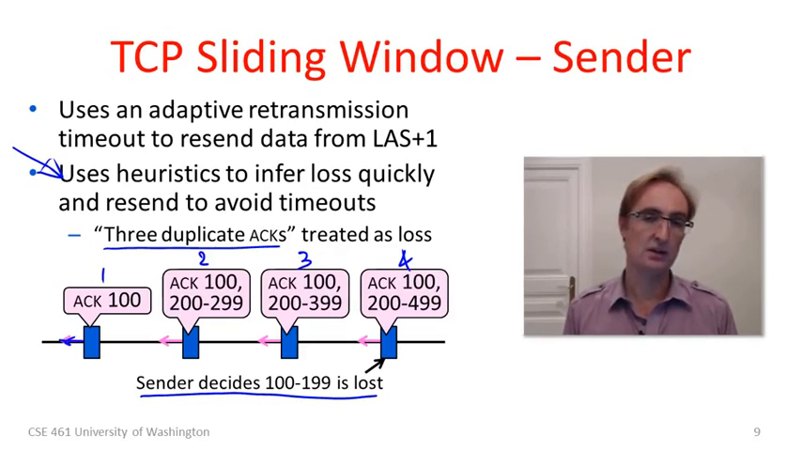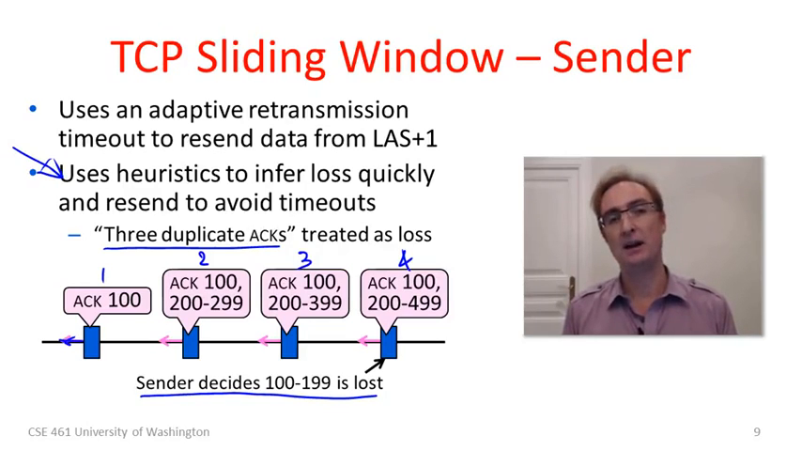The sender uses this heuristic to decide that that data range has been lost and resend it, hopefully before the timeout goes off. 3 duplicate ACKs is used as a bit of a trade-off because we don't actually know for sure if that packet is late in the network or lost. It could have been late just because it took a slightly different path through the network. So waiting for 3 duplicate ACKs provides a little bit of robustness against some packet reordering.